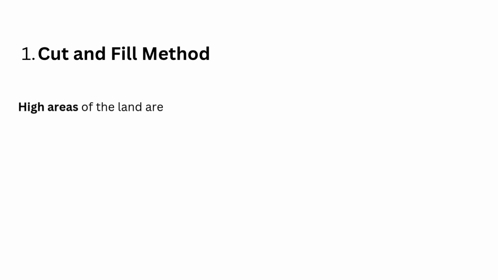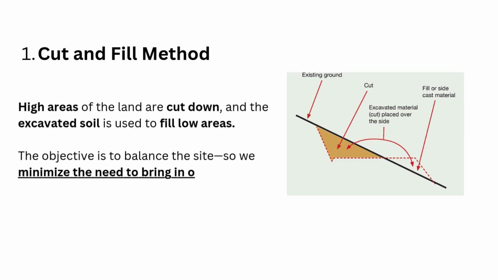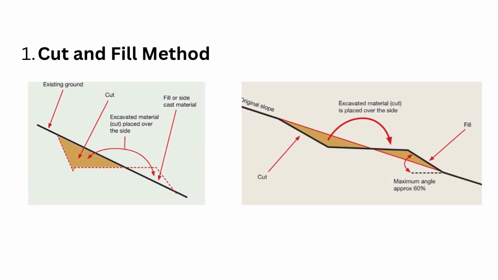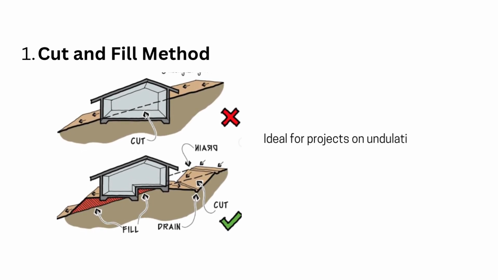Number 1 is cut and fill grading. The most common grading method is cut and fill. In this technique, high areas of the land are cut down, and the excavated soil is used to fill low areas. The objective is to balance the site, so we minimize the need to bring in or remove excess soil. This method is ideal for projects on undulating or moderately sloped sites, where we aim to create a level platform for construction. It is widely used in road construction, residential plot developments, and large building sites. However, it becomes less practical if the site has steep slopes or unstable soil, which leads us to other methods.